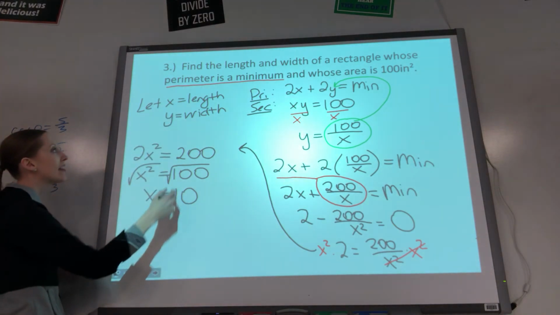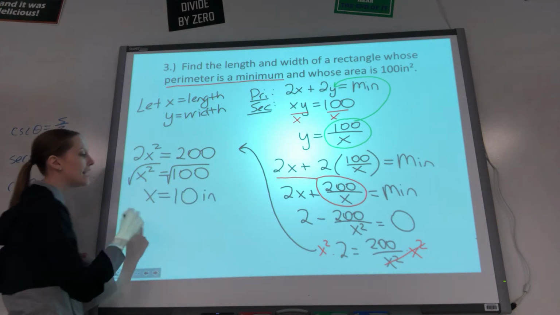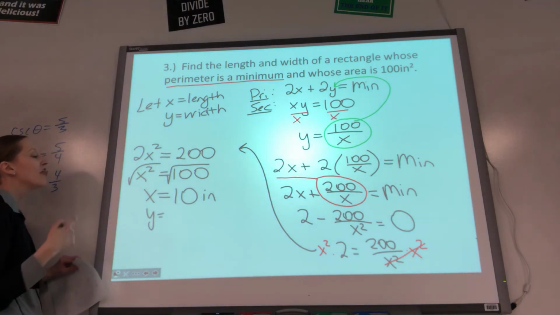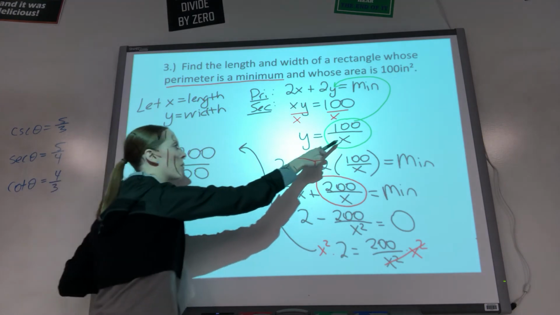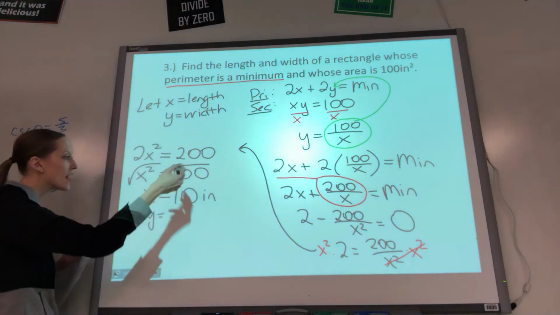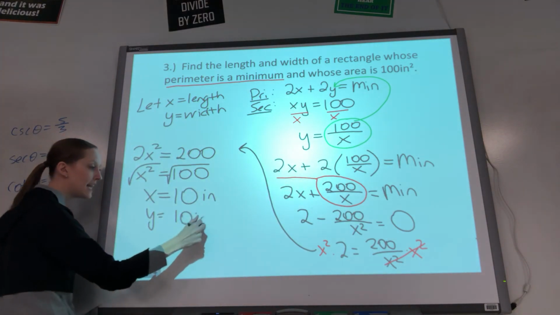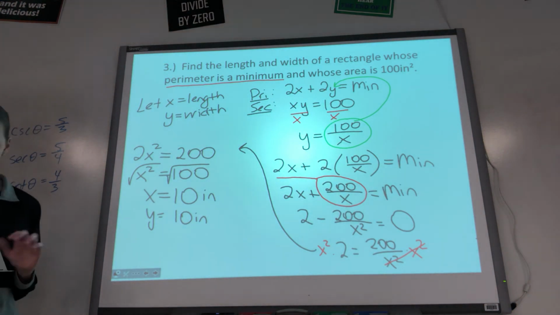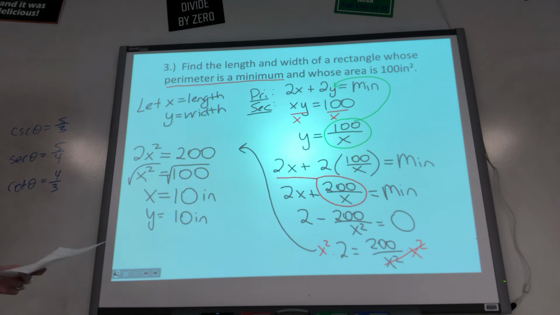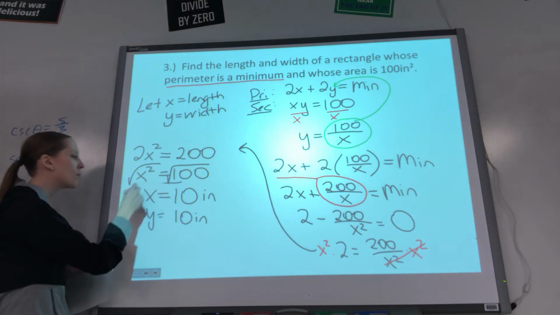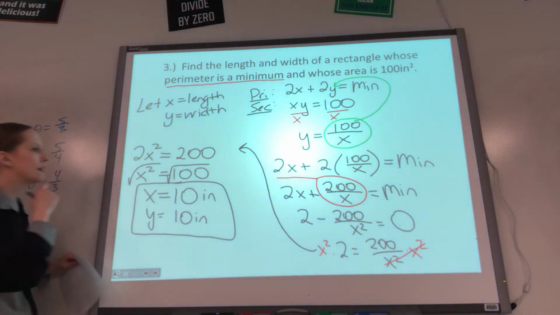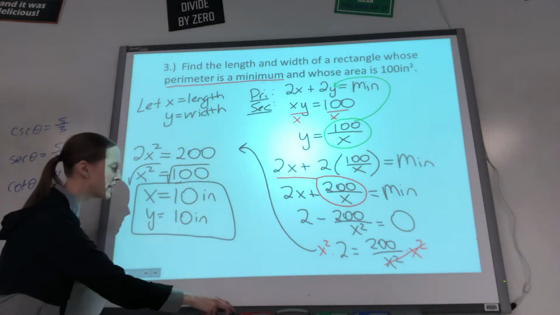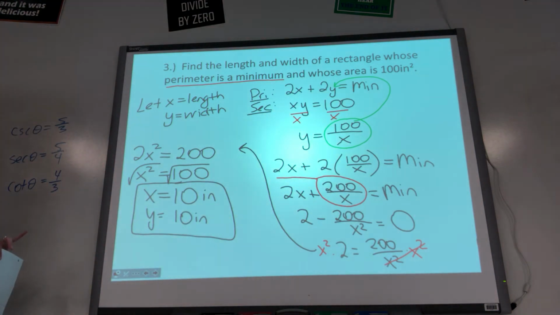So the length is going to be 10 inches. And the width here, if you plug that back in to find y, 100 divided by 10 is another 10. You will notice in the homework that a lot of times you do end up with the same numbers, but it won't be like that every time. Okie doke. Any questions on that?